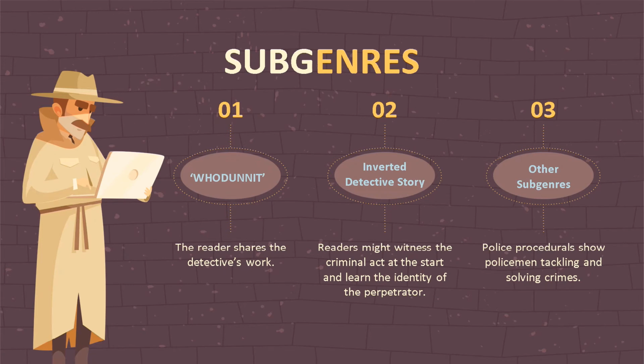Second, an inverted detective story, where readers might witness the criminal act at the start and also learn the identity of the perpetrator. The rest of the story is then built around the process of the detective uncovering this information. And there are other subgenres too, like police procedurals, which show policemen tackling and solving crimes. An example of these is the Dexter book series and TV adaptation.